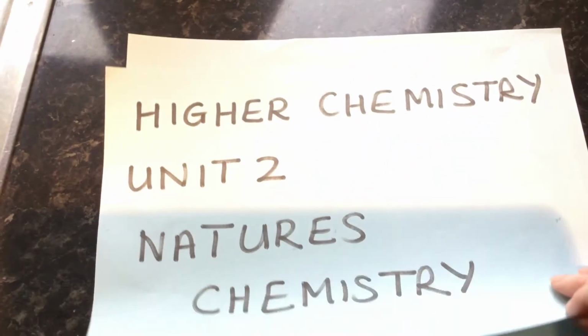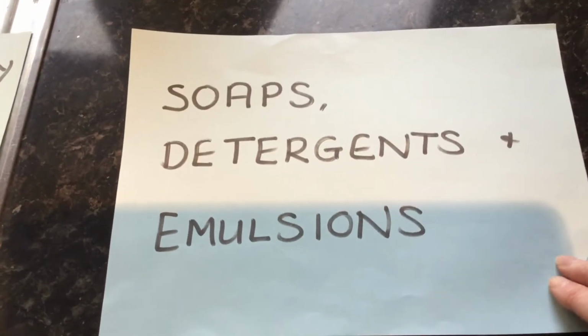Welcome to my video. Today I'm going to be covering a topic in Higher Chemistry, Unit 2, Nature's Chemistry, and it's about soaps, detergents and emulsions. As I said, Unit 2 in the Higher Chemistry curriculum, the topic is soaps, detergents and emulsions.